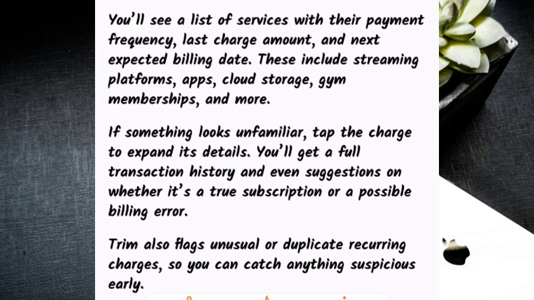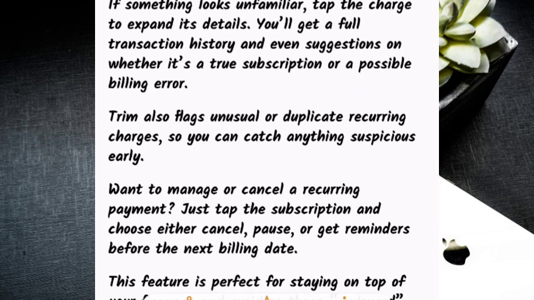If something looks unfamiliar, just tap the charge to expand its details. You're going to get a full transaction history and even suggestions on whether it's a true subscription or possible billing error. Trim also flags unusual or duplicate recurring charges, so you can catch anything suspicious much earlier on.